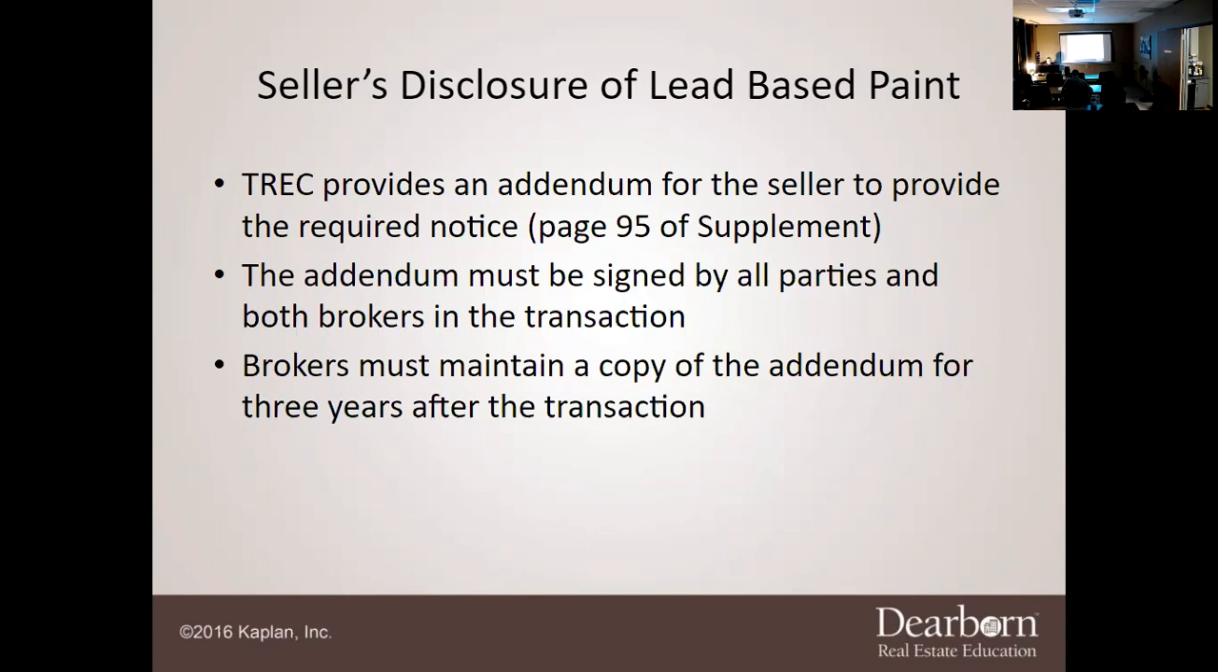Seller's disclosure of lead-based paint. TREC has an addendum for the seller to provide that notice. Okay, and we'll get to that when we get to that point. The addendum must be signed by all parties and both brokers in the transaction. That's very important. Because most addendums, what have I told y'all ever since the beginning? The contracts are only filled out by who? Only the seller and the buyer. Does the broker ever fill anything out? Never. So in this situation, the addendum must be signed by all parties and both brokers.